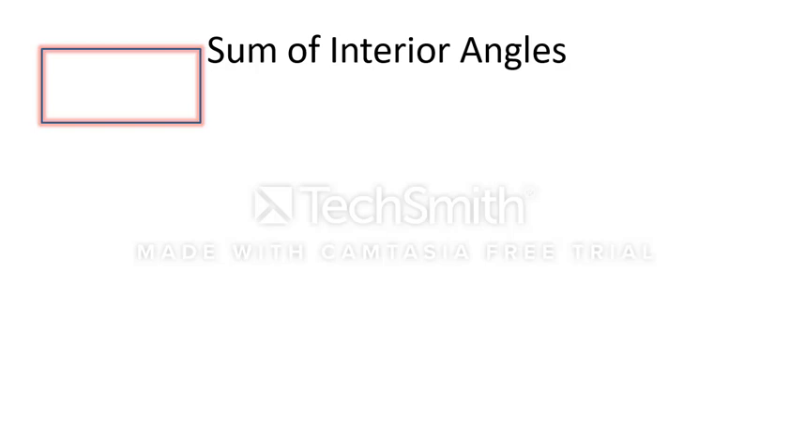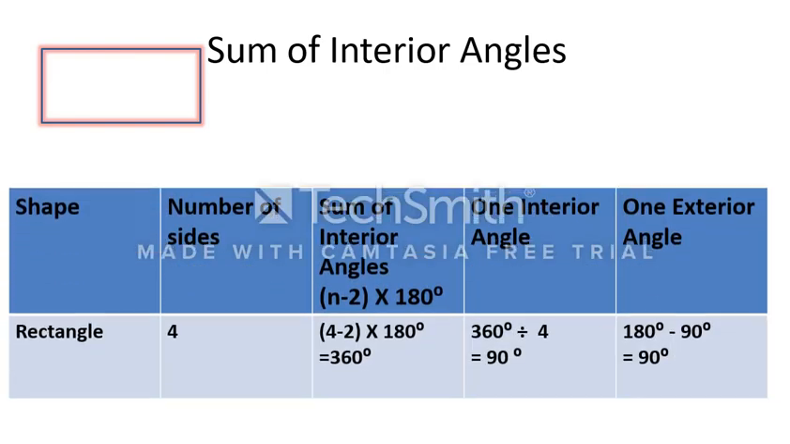Now let's recap what we learned in our video lesson number 2, where we learned how to calculate the sum of interior angles. If our shape is a rectangle, it has 4 sides. And the formula that is used to find the sum of interior angles is (n minus 2) multiplied by 180 degrees. As a rectangle has 4 sides, we will replace n with 4. And after doing the calculations, we find out the sum of interior angles in a rectangle is 360 degrees.